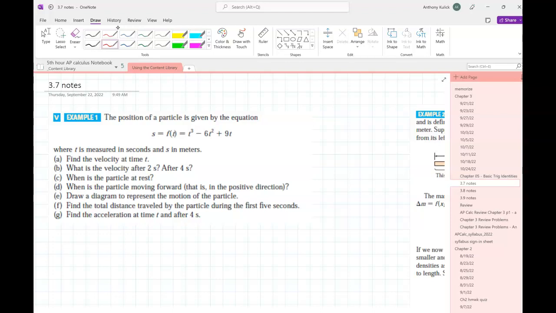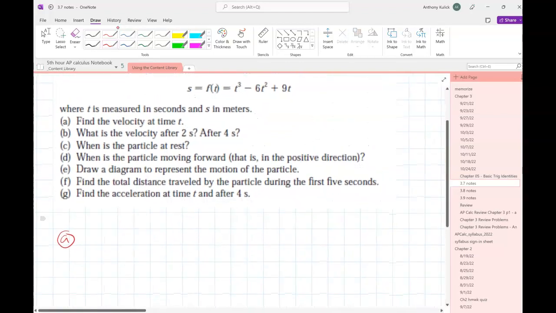So, for example, we have the position of a particle given by the equation s equals f of t, which is t cubed minus 6t squared plus 9t, where t is measured in seconds and s in meters. Find the velocity at time t.